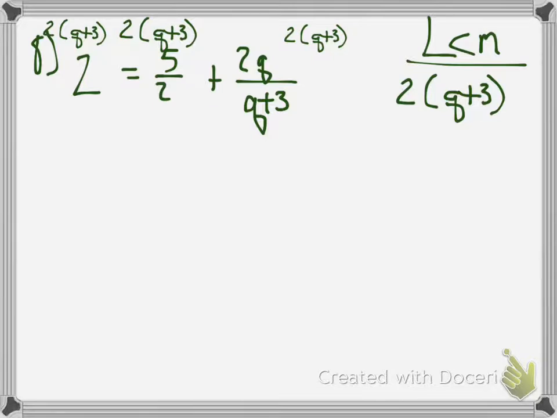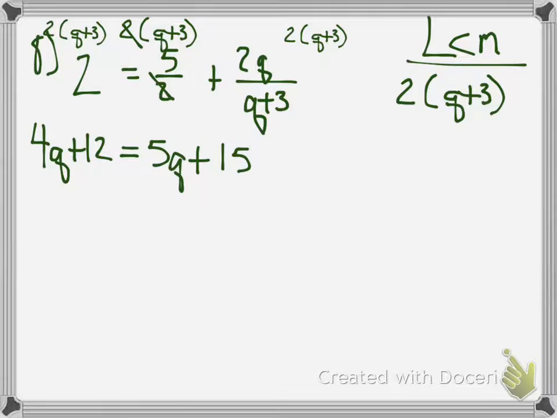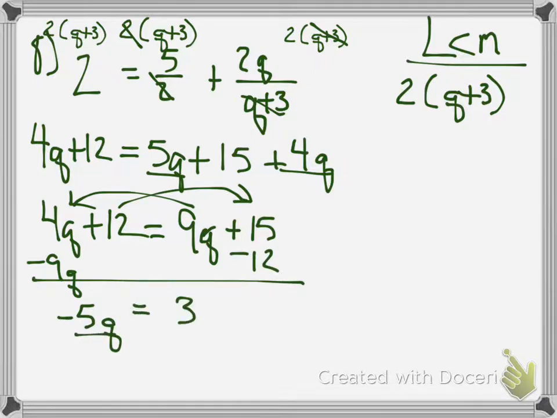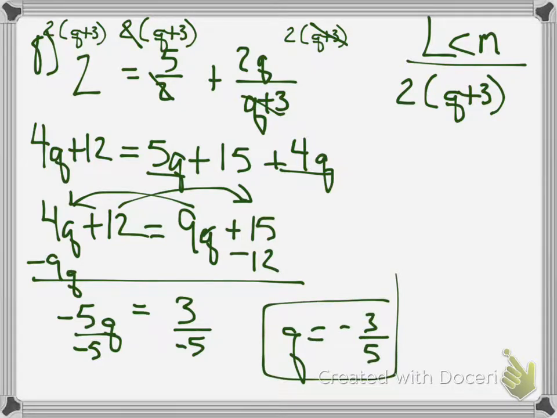2 times 2 is 4. 4 times q is 4q. 4 times 3 is 12. In this next term, the 2's would cancel out, leaving me a q plus 3 times the 5, which would be 5q plus 15. And then the last term, the q plus 3's cancel out, leaving me 2 times 2q, which is 4q. Then I can combine like terms. That would give me 5q plus 4q is 9q. And then I can say variables to the left, numbers to the right, minus 9, minus 12, and get negative 5q equals 3, and then divide by negative 5. Again, that right there is fairly simple stuff. The main new thing is how do I get rid of those fractions.